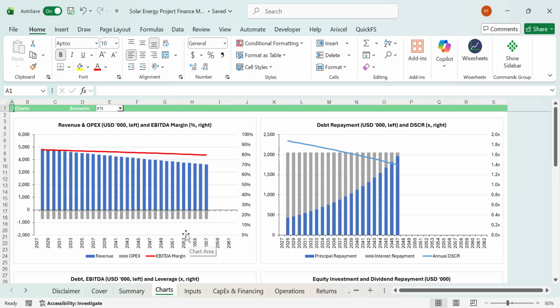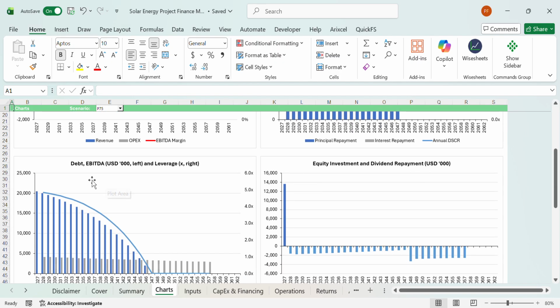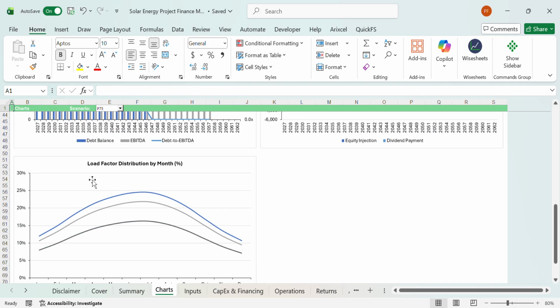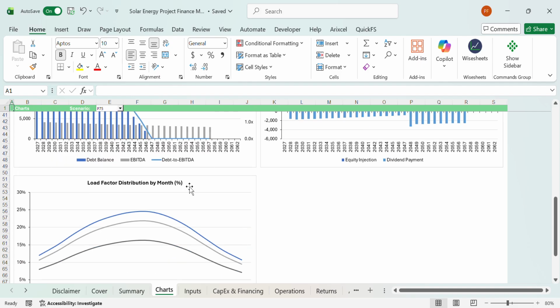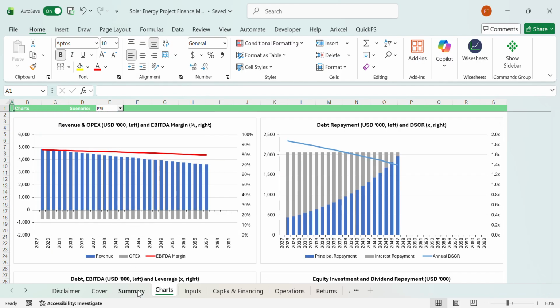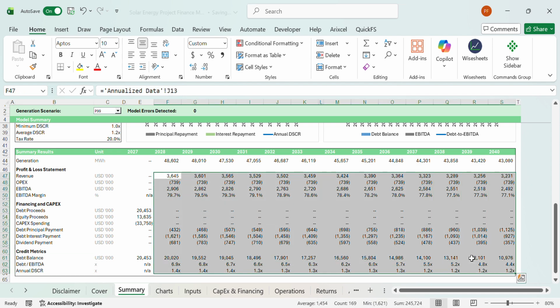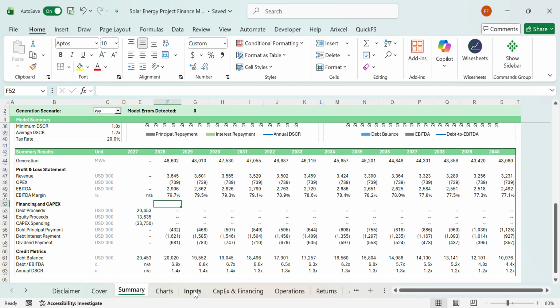So you can find here some charts on revenue and OPEX and EBITDA margin, debt repayment, equity investment and dividend repayment, debt and EBITDA, and debt to EBITDA ratio, and then the load factor distribution by month. Also, very important here, you can see the generation scenario. You can select across three different scenarios, P50, 75, or 99. And of course, if you switch it, then it loads a little bit and then all the numbers update.